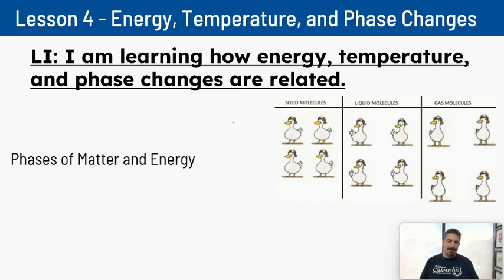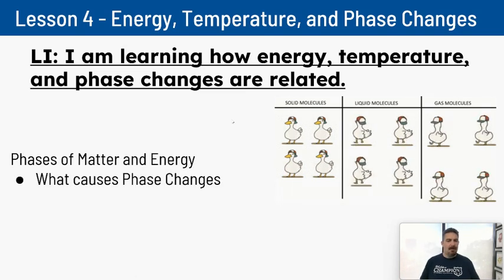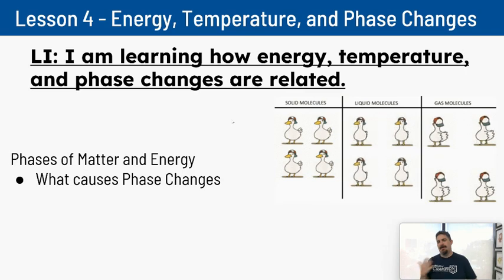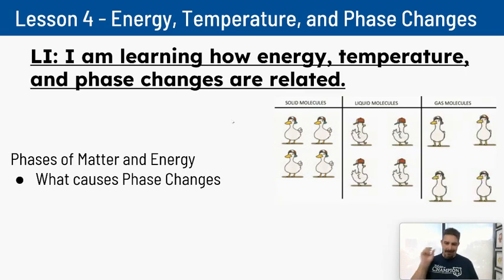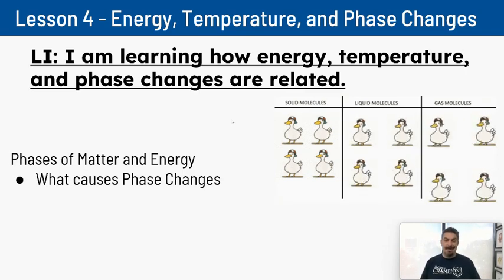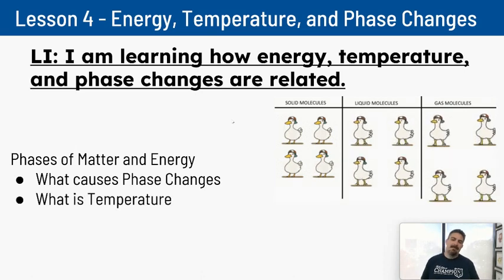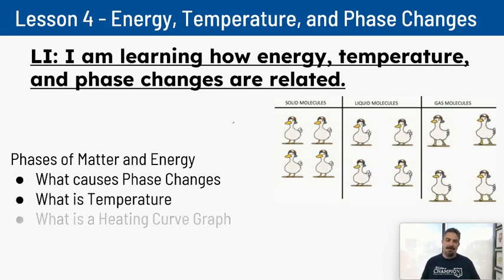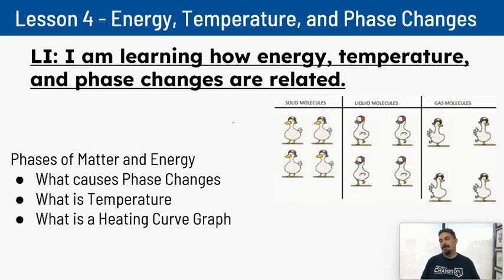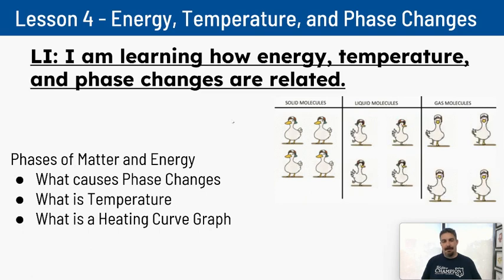Okay, so we're talking about the phases of matter and energy. So what is the actual cause of a phase change? Why does ice melt into water, like at the chemical level, the nanoscopic level? What is temperature? Like, what does that really mean now that we're actually looking at it in the realm of science? And what is a heating curve graph? Because understanding these graphs is a big part of understanding phase change.